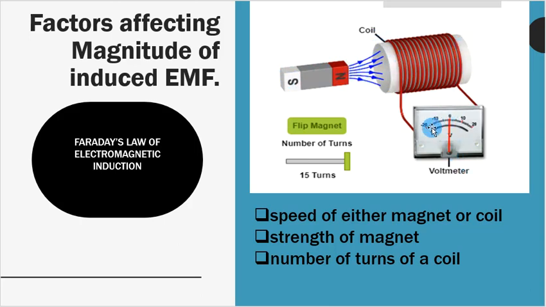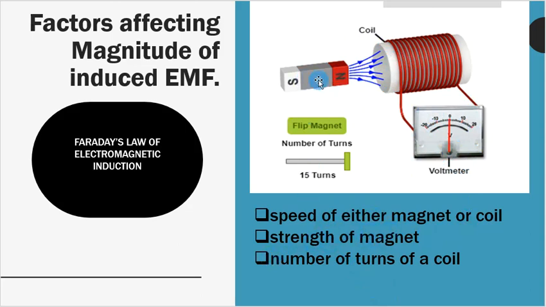In this case, you'll see that the voltmeter with a 0 in the center will be showing some deflection. So the factors affecting the size or magnitude of induced EMF are: 1, speed. If we move it rapidly, then the size of the induced EMF will increase. If we reduce the speed, the size will reduce. Strength of magnet.